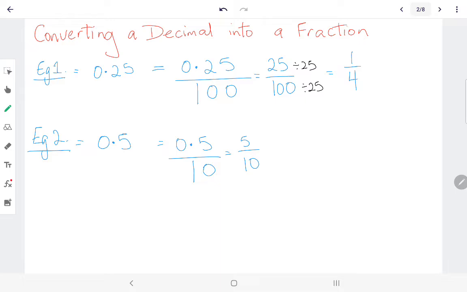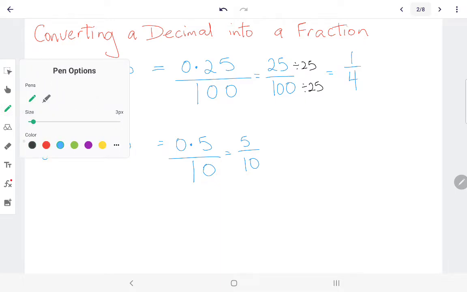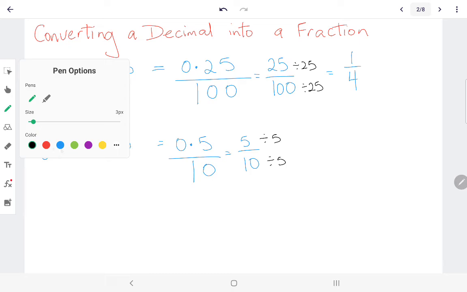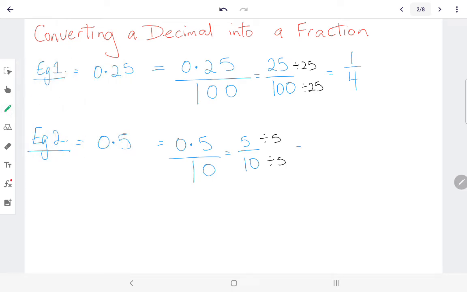Again, we realize that both numbers end in 0 or 5, so we know it's a multiple of 5, so we can reduce. We can say 5 divided by 5, 10 divided by 5. So 5 divided by 5 is 1, and 10 divided by 5 is 2. So we know now that 0.5 is the same as 1/2 as a fraction.